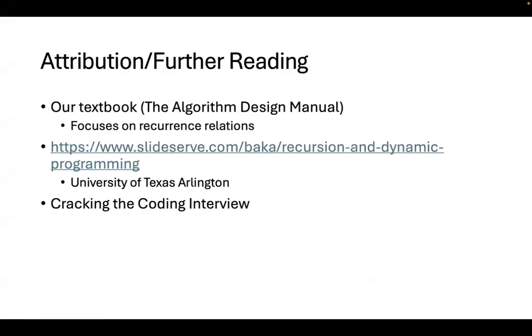Just to be open, the textbook is where most of the problems are coming from. I struggled a little bit in prepping this unit because the Algorithm Design Manual focuses a lot on recurrence relations, which we haven't really gone into. So that's why I pivoted to the Cracking the Coding Interview chapter. There's also a slide deck from someone at the University of Texas at Arlington that was really helpful. If you go to that link, you'll see some similarities with this one as well.